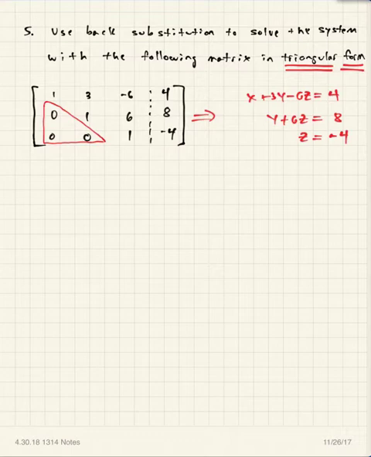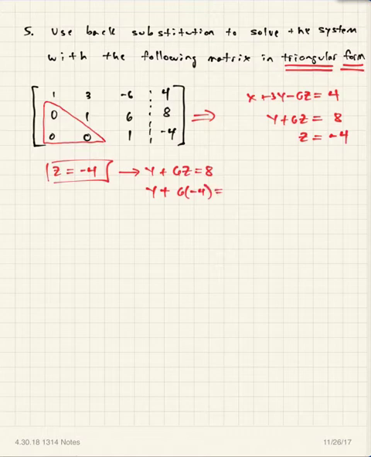So that's a matrix that's in triangular form, and the system that you get is a system that you can easily solve, because the last equation gives you z equals negative 4, and then the middle equation, y plus 6z equals 8. Now that you have z equals negative 4, you can find y. We put negative 4 in for z, we get y minus 24 equals 8. We get y equals 32.